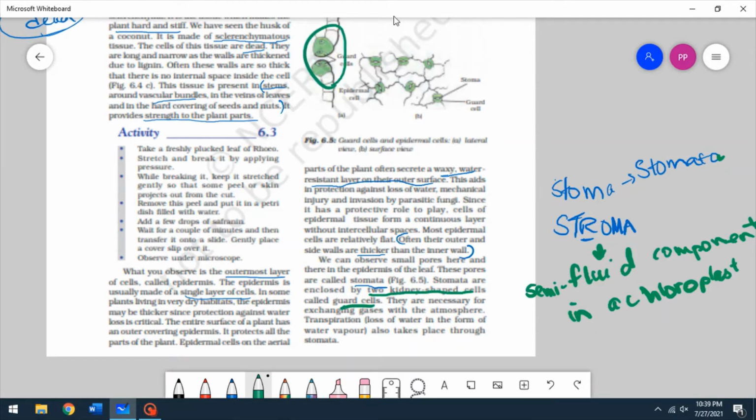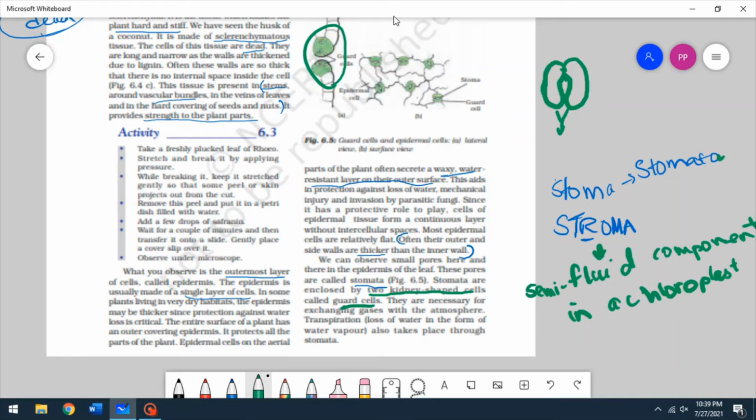Guard cells are these kidney-shaped, like think of rajma, the kidney beans. That's how guard cells are. Alright, so these are the guard cells. They're like a pair of kidney-shaped cells, alright, and they are necessary for exchanging gases with the atmosphere.